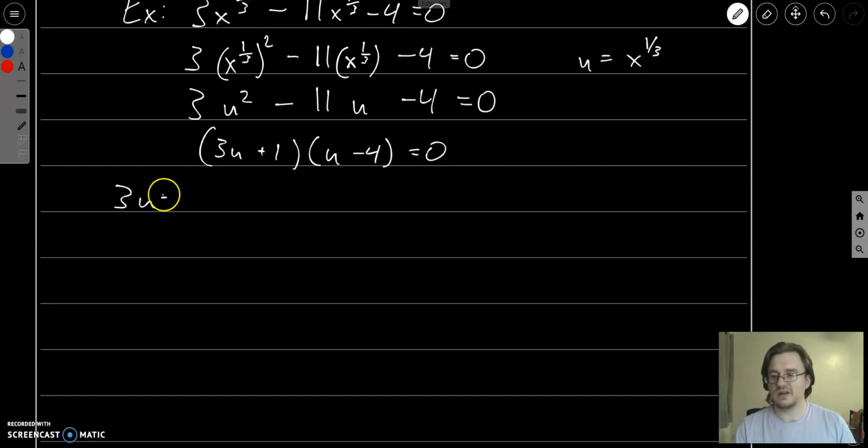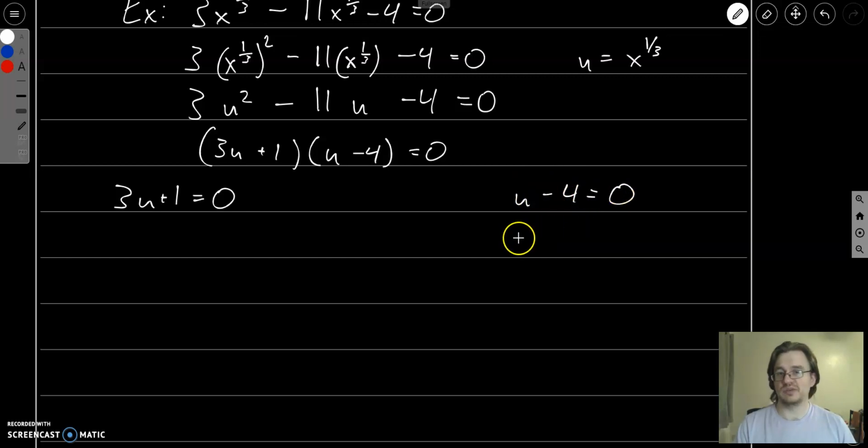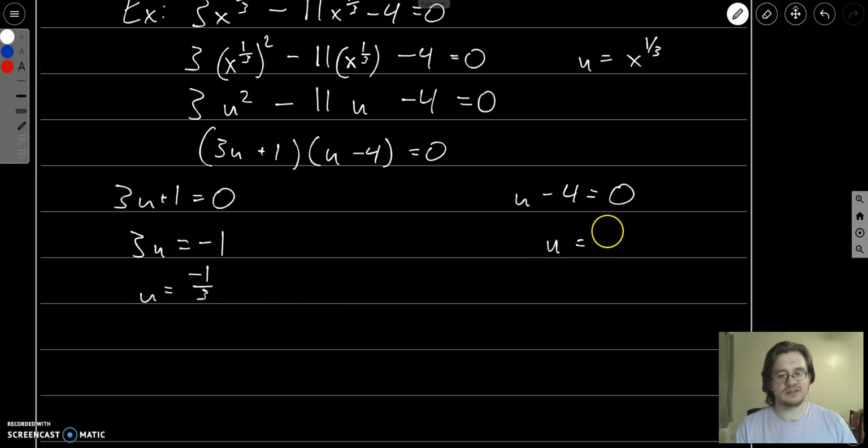So again, we use our zero product principle to say that one of these two things is going to have to be 0, which means I can solve for u. Here I'll subtract 1 from both sides, and then divide both sides by 3 to get u is -1/3. Or if I add 4 to both sides, I get u is equal to 4. So it's either this or this.